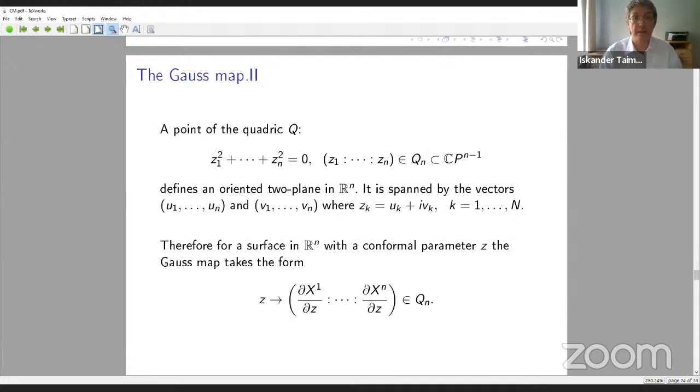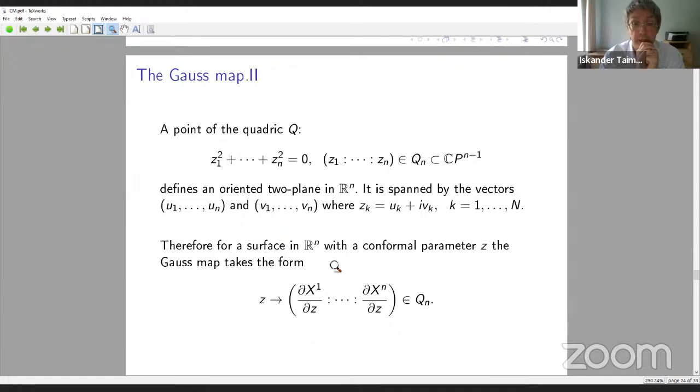And now take a point on the quadric Q, which is defined in CPⁿ⁻¹. This is the quadric. It defines the oriented two-plane, as I already said in the example of this Gauss map. It is spanned by the real and imaginary parts of this vector.